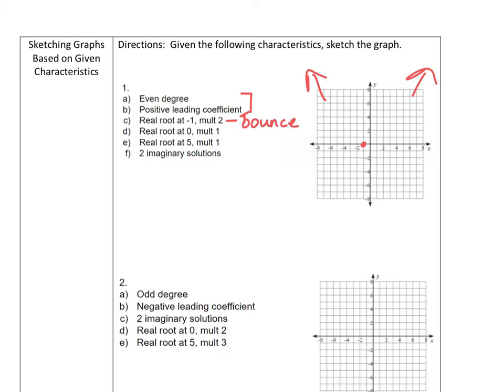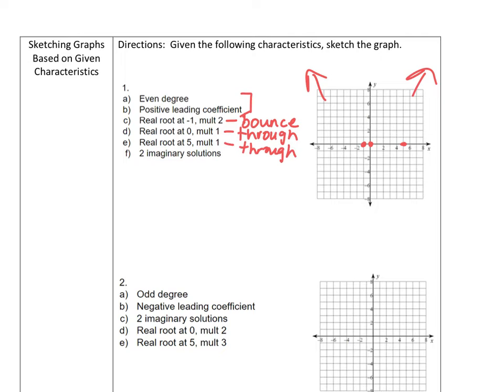And then if we look, we've got another root at 0, so I can go ahead and make a dot at 0. Multiplicity of 1, so that means it's going through. And then a root at 5 with a multiplicity of 1, so also going through, but the root this time is going to be at 5.